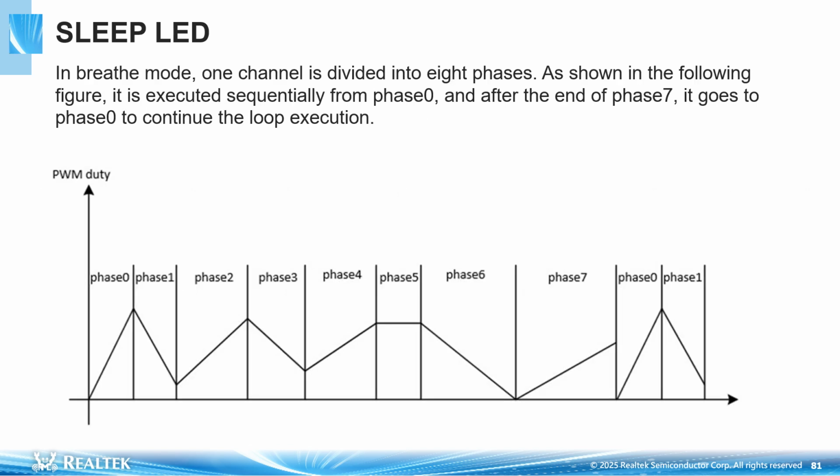In breathe mode, one channel is divided into 8 phases. As shown in the figure, it is executed sequentially from phase 0, and after the end of phase 7, it goes to phase 0 to continue the loop execution.